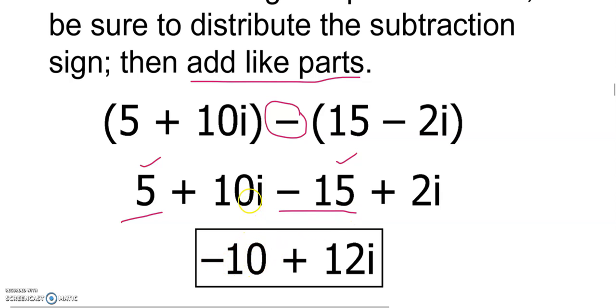Now, what is the imaginary part of the first complex number? That is 10. Now the imaginary part of the second complex number, that is 2. So 10 plus 2, 12i. So this is the final answer when you subtract these two complex numbers.